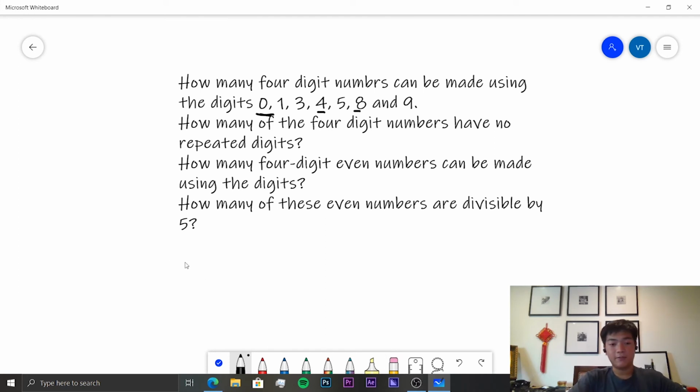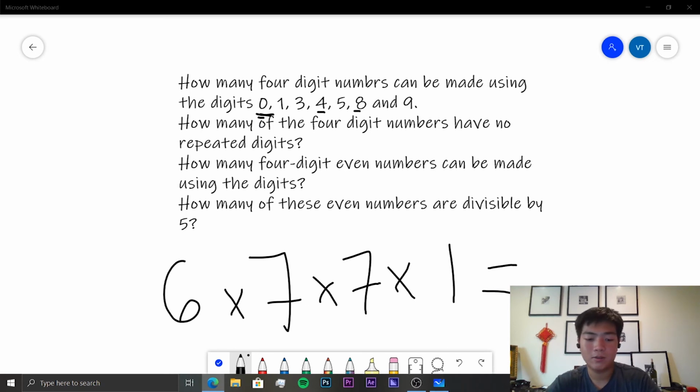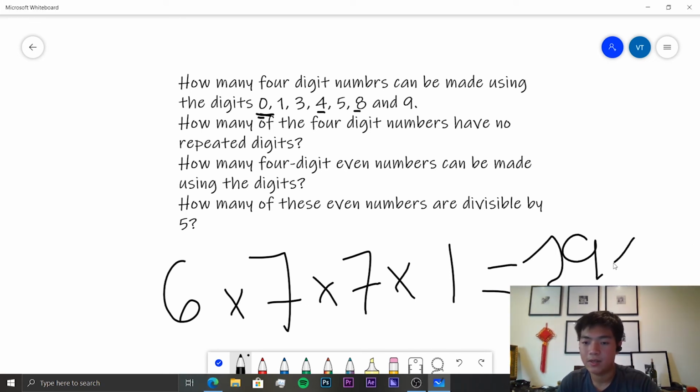How many numbers can be in the first number? 6. How many numbers can be the second number? 7. Any of the numbers. Remember, you can't have 0 as the first number. That's why it's 6. How many can be the third? 7. And how many can be the fourth digit? Well, it can only be 0, so it's just 1. So our answer is simply 6 times 7 times 7, which is 42 times 7, which is 294. So that is our final answer.